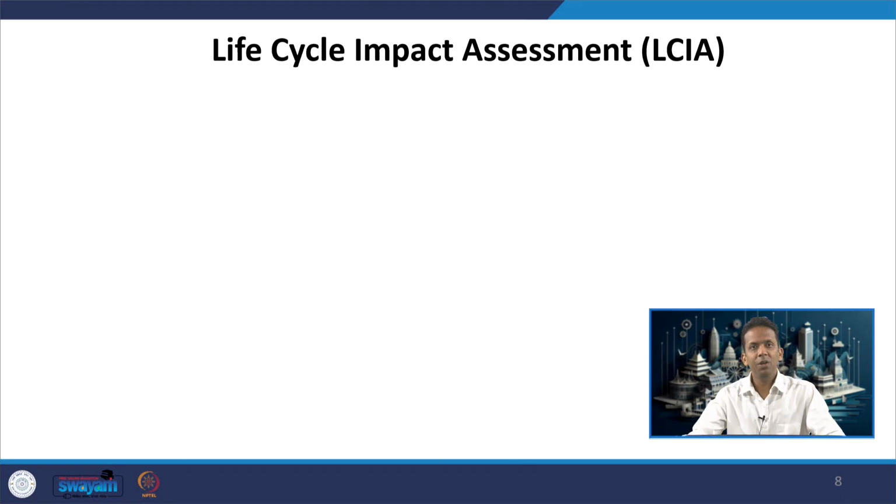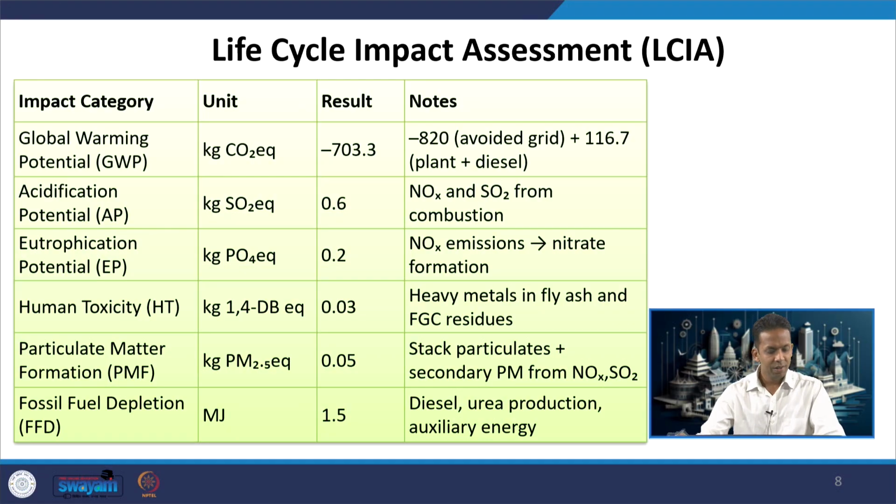Now, once the life cycle inventory is prepared, the next step is calculating the impact. In that there are different categories like global warming, acidification potential, eutrophication, human toxicity, particulate matter, fossil fuel depletion, okay.